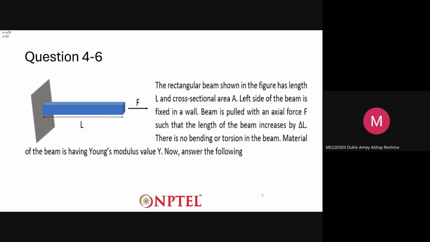We have a rectangular beam as shown in the figure. It has length L and cross sectional area A. The left side of the beam is fixed at the wall. The beam is pulled using an axial force such that the length of the beam increases by delta L. There is no bending or torsion in the beam. The material of the beam has a Young's modulus of Y. Now answer the following questions.